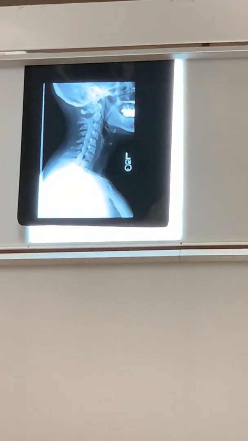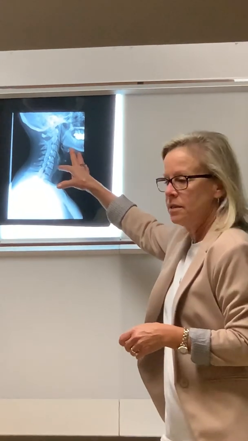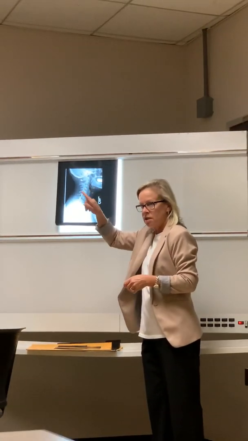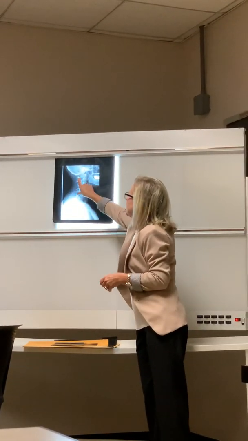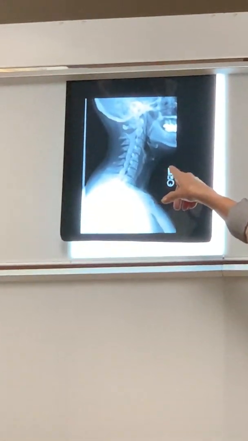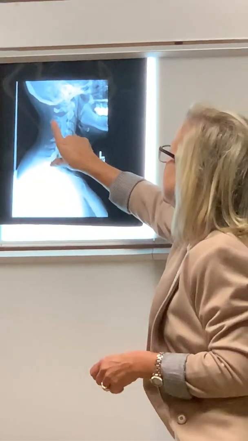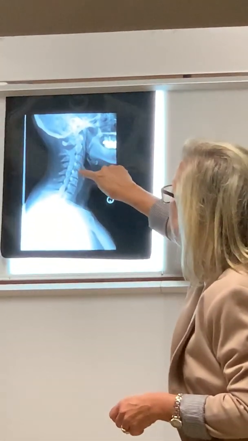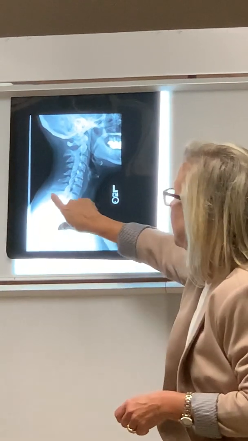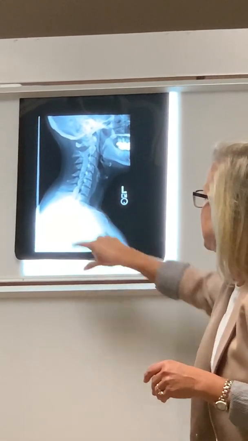Alright, so a lot of times it's easier to start at the top and work your way down as far as counting, because it's really easy to identify C1, because it's that ring-like looking one. So this is C1. C2, remember, how can we identify it really easy? Spinous process. That big fat spinous process. So you can see that here. So C1, 2, 3, 4, 5, 6, C7, T1. So this is a good one. We see all the way to T1, even a little bit of T2 here.